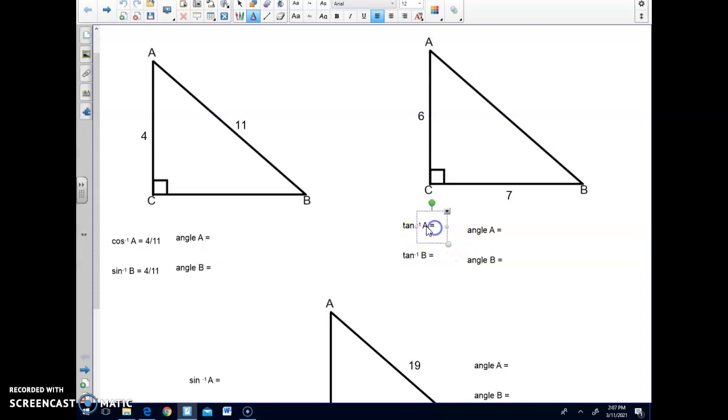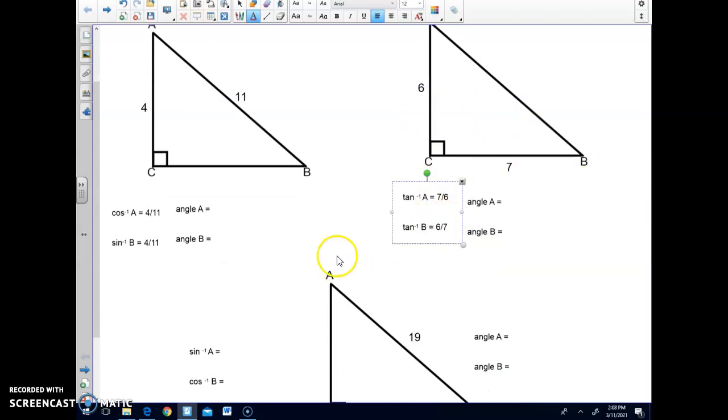For tangent, the fractions tend to get flipped. So for tangent of A, I'm going opposite over adjacent, which is 7 over 6. And then for the tangent of B, I'm going opposite over adjacent, but that becomes 6 over 7.